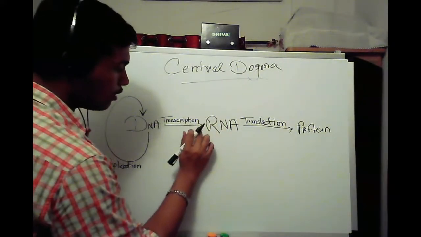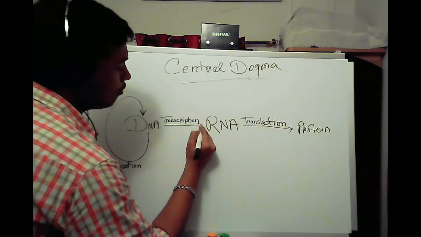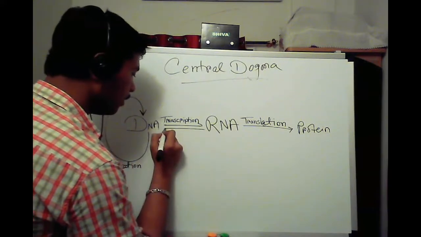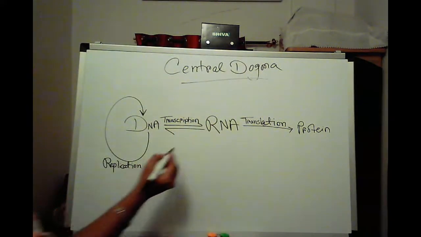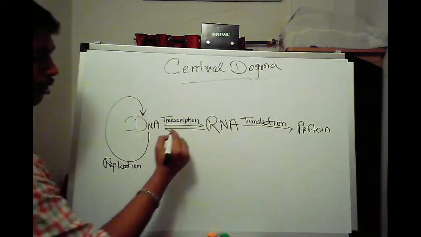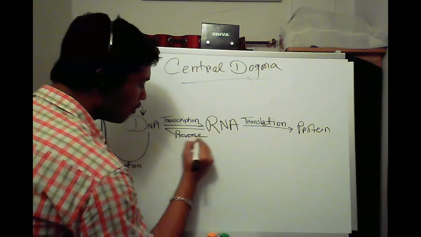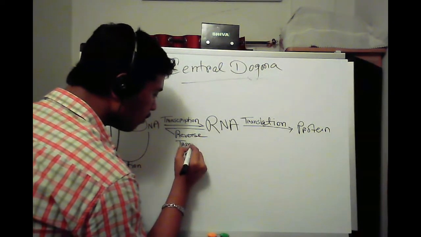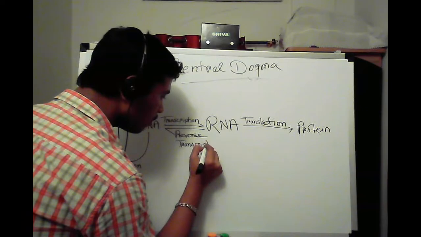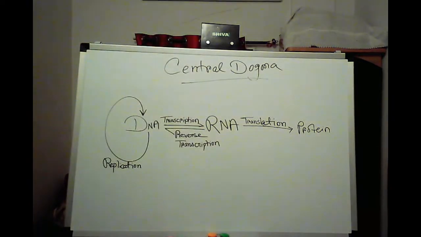Now this process is reversible. It can happen both ways. Reversible means it can happen both ways. This is known as reverse transcription. This is the central dogma, a cell made protocol, a cell made set of rules. You can copy it down if you don't know it. If you know it, well and good.